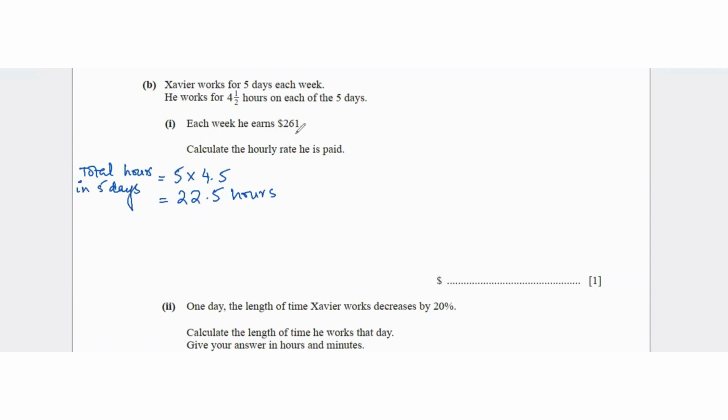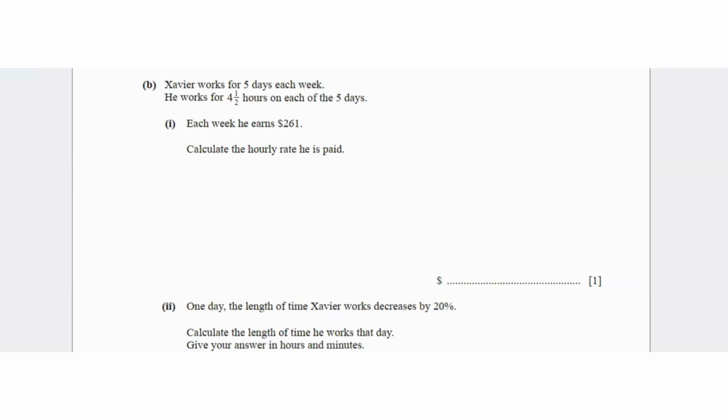$261 is what he has earned each week, and he works 5 days each week. So we have to calculate the hourly rate. So we divide for the hourly rate. I'm going to divide 261 by 22.5. So 261 divided by 22.5 is 11.6. That is the per hour rate.